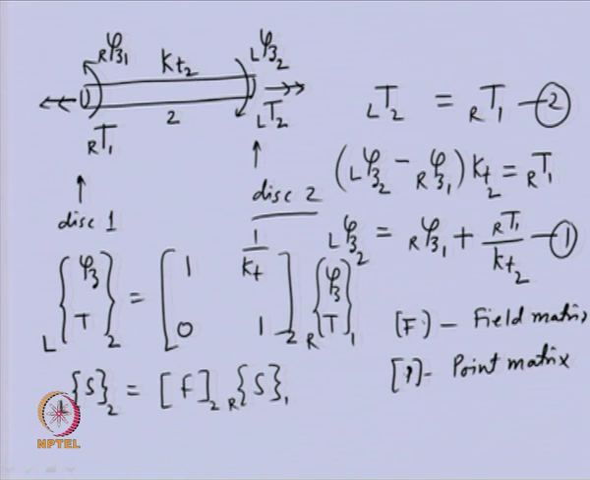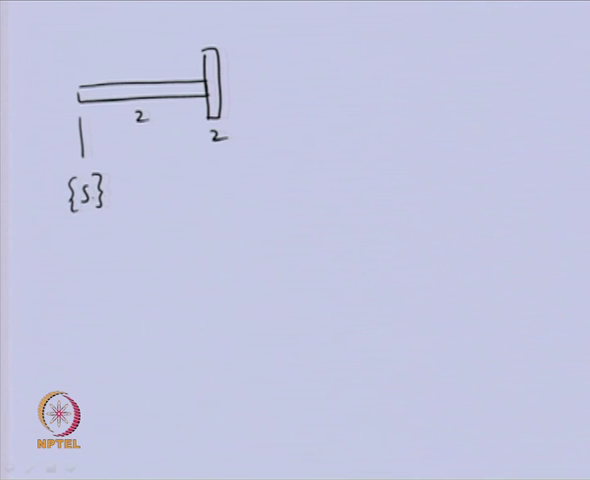Now we will see how we can use this basic equation for development of the whole governing equation of the shaft. So, now consider the shaft 2 and the disk 2. Now, let us see the field variable. Here we had the state vector which is right of disk 1, and here we had the state vector left of disk 2, and here we will have the state vector right of disk 2.